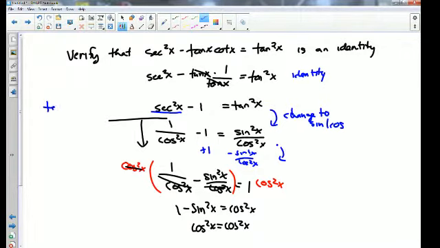Hey, what did you get then? Secant squared. Those are an identity, right? Pythagorean identity.